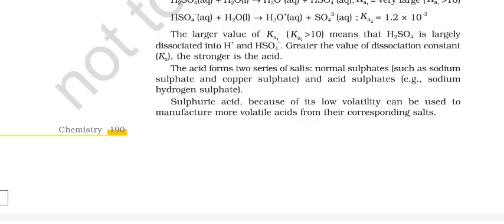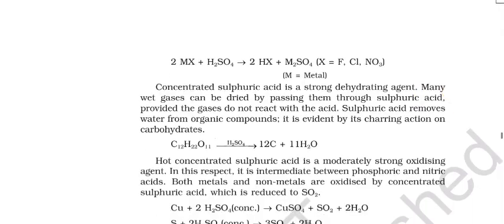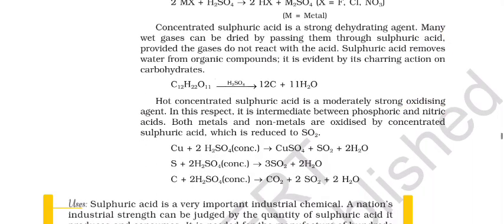Sulfuric acid, because of its low volatility, can be used to manufacture more volatile acids and their corresponding salts. Concentrated sulfuric acid is a strong dehydrating agent. Many wet gases can be dried by passing them through sulfuric acid, provided the gas does not react with the acid. Sulfuric acid removes water from organic compounds. It is evident by its charring action on carbohydrates. C12H22O11 gives 12C plus 11H2O.